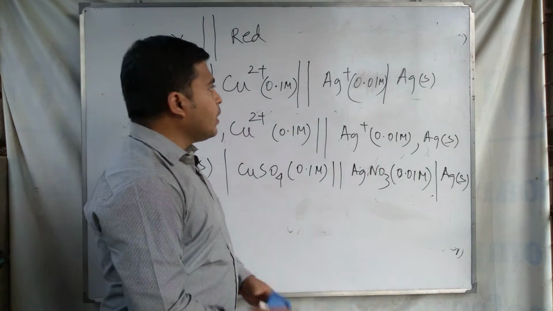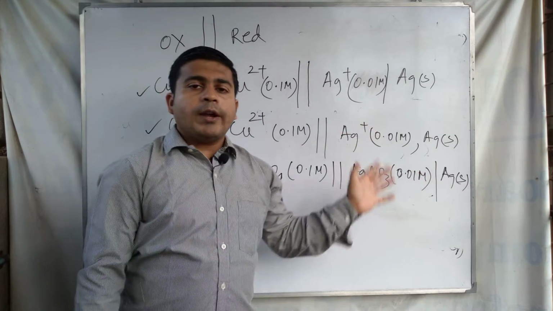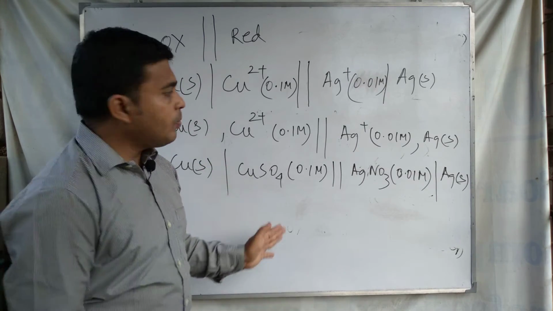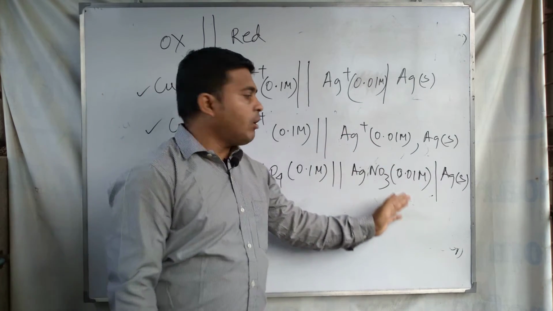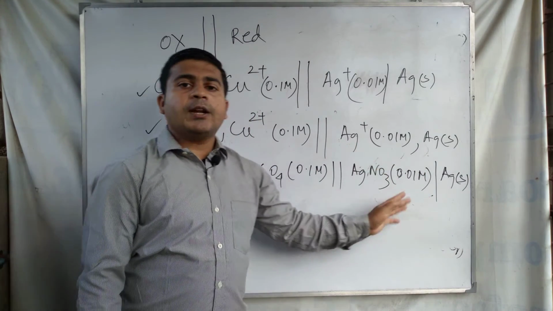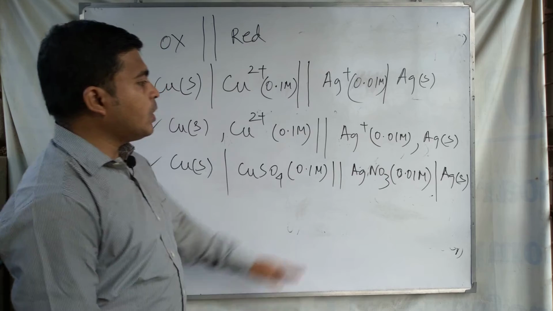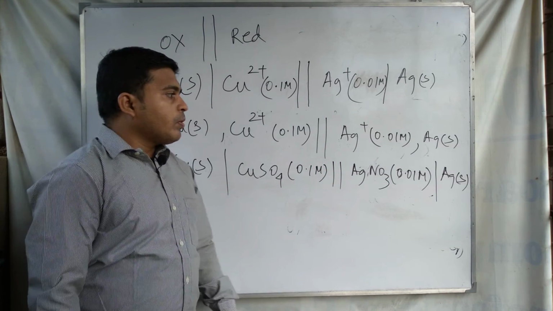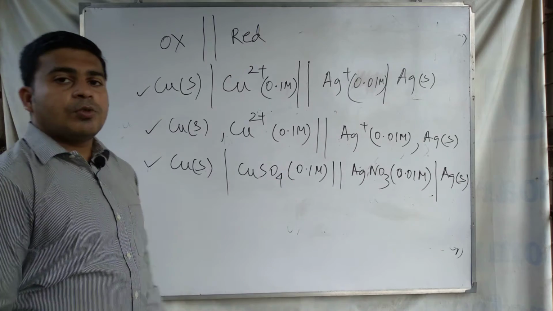So when in two beakers, in the left hand beaker copper metal is dipped in copper sulfate solution, and in the right hand beaker silver metal is dipped in silver nitrate solution, that time the representation of the galvanic cell is this one. Okay, the representation of the galvanic cell is this one.